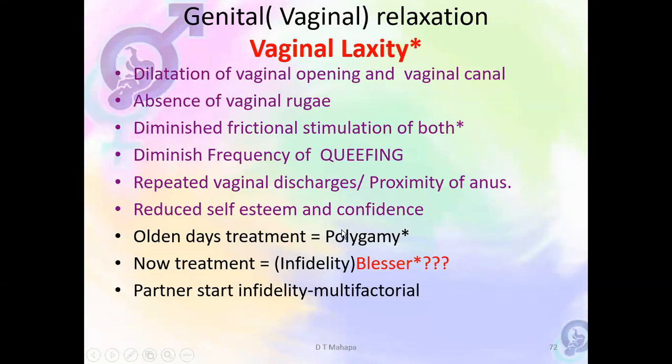If we look at polygamous marriages, the ages of the women go down as the number of wives increases. More often you find that the age of the third wife is more or less the same as the age of the firstborn of the first wife. Why do they go like that? To counteract the effect of vaginal laxity on men. But you can't do it now.